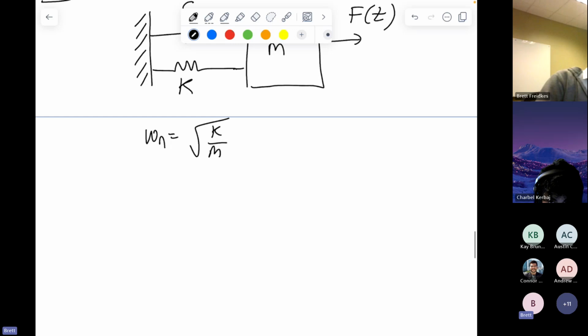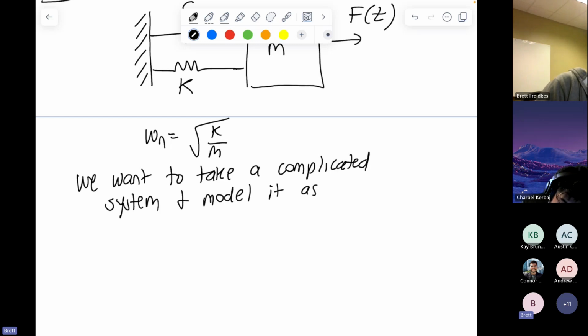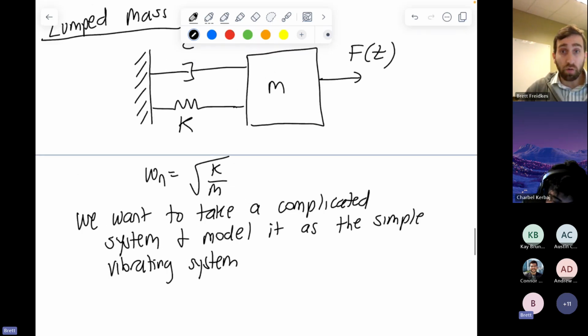Now, we want to take a complicated system and model it as the simple vibrating system. Because if we take a complicated system and model it as this simple system up here, well, we can solve that system. We have the equations to solve that differential equation. We know what it will behave like, or we can estimate what it will behave like and predict it.